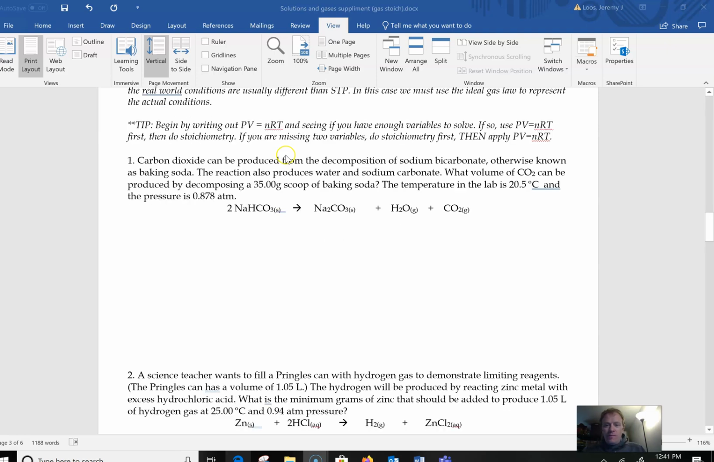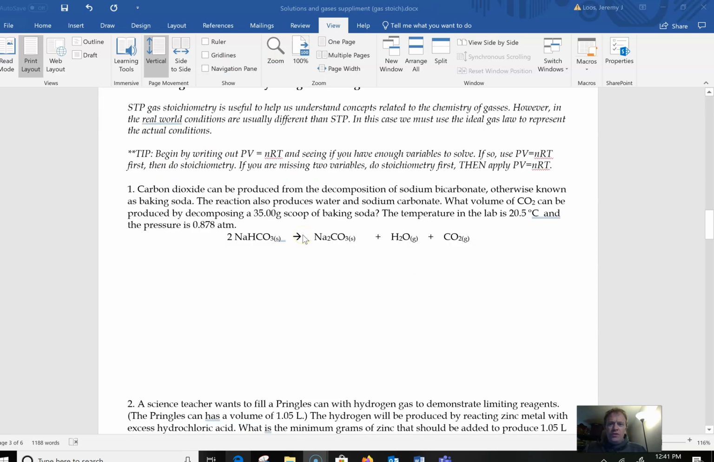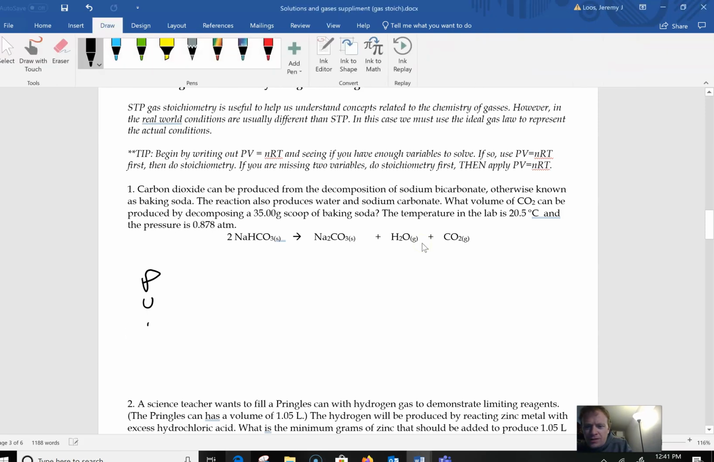So we're going to look at a couple problems here, and there's a tip to help you get started. What I would suggest is that you literally write out the variables for the ideal gas equation down the side like that, and as you pick your way through the problem, see if you have enough information to solve. To solve any kind of math equation, we need all the variables but one. If we have all the variables except for one, we're going to do PV=nRT, the ideal gas law, first, and do some stoichiometry second. Otherwise, we're going to do it the other way around.